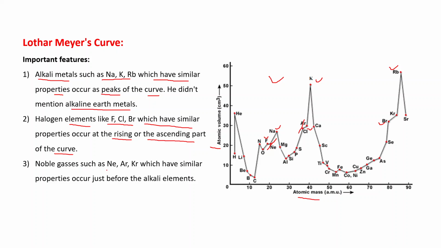Noble gases such as neon, argon, krypton, which have similar properties, occur just before the alkali elements. This is the alkali element sodium, and before it, this is the noble gas neon. This is the alkali metal potassium, and before it, this is the noble gas argon. In the same way, this is the alkali metal rubidium, and before it, the noble gas is krypton.